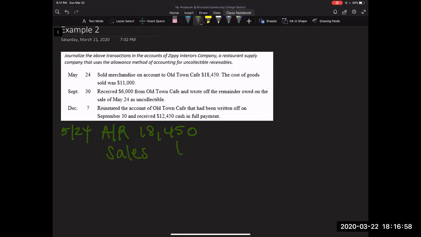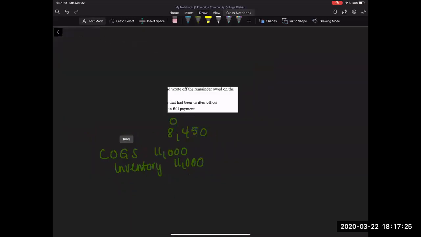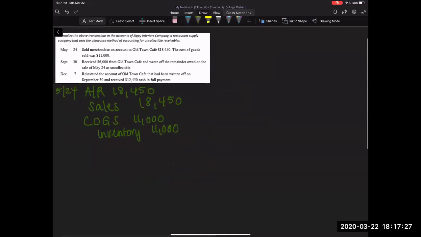$18,450. We're going to also capture that cost of goods sold. Going back to chapter 5, that's where we learned about cost of goods sold. It's going to be a debit to cost of goods sold and a credit to inventory. It's a credit to inventory because our inventory is decreasing, right? Now moving on, we are going to capture what happened on September 30th.